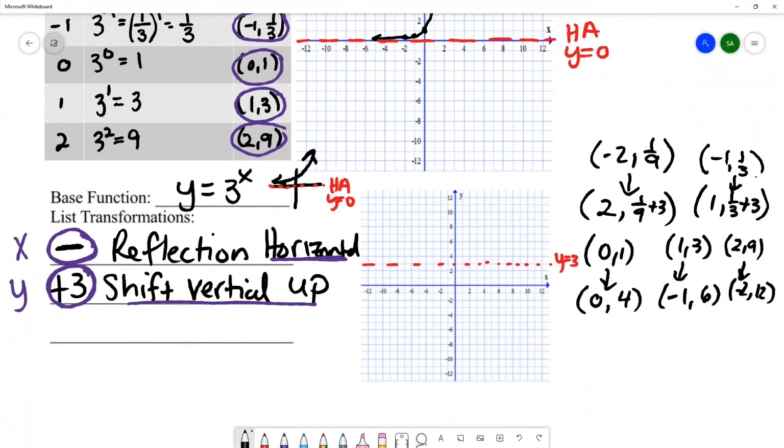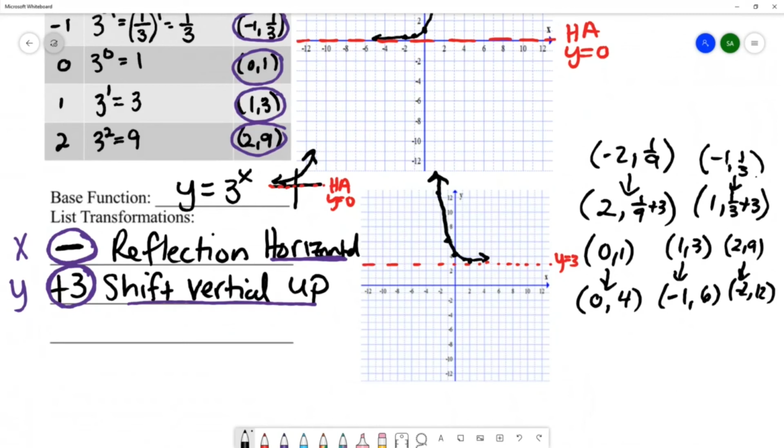And so we get a new graph that looks something like this. -2 and 3 and 1/9. Oh, that's a +2. And 3 and 1/9 would be about right here. +1, 3 and 1/3 would be about here. 0, 4, and -1, 6, and -2, 12. So we get this picture.